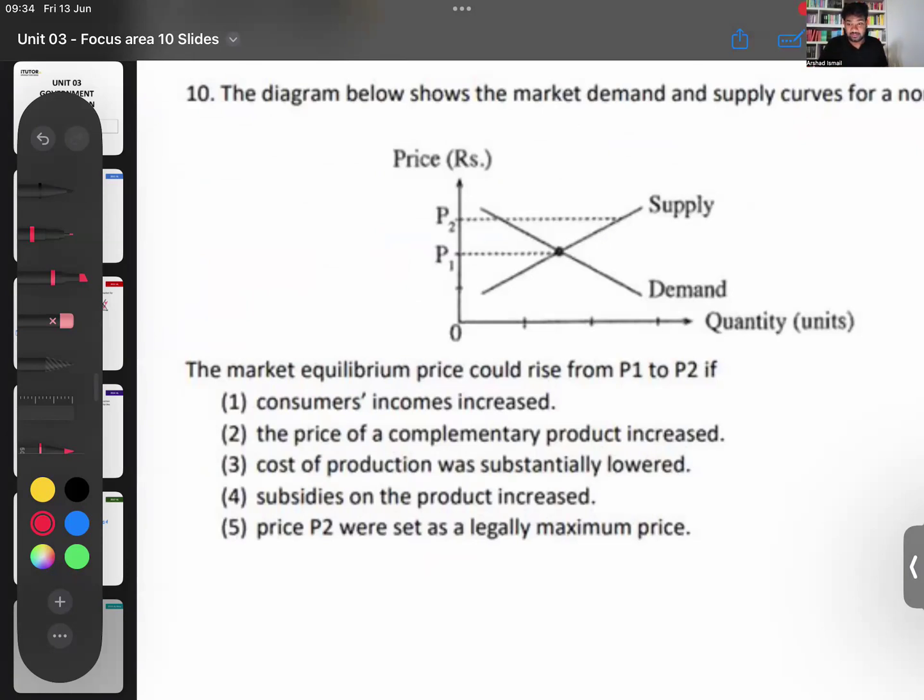Just give me a second. Okay, sorry about that, guys. We had a small power cut. Give me 1 second. Hold on.